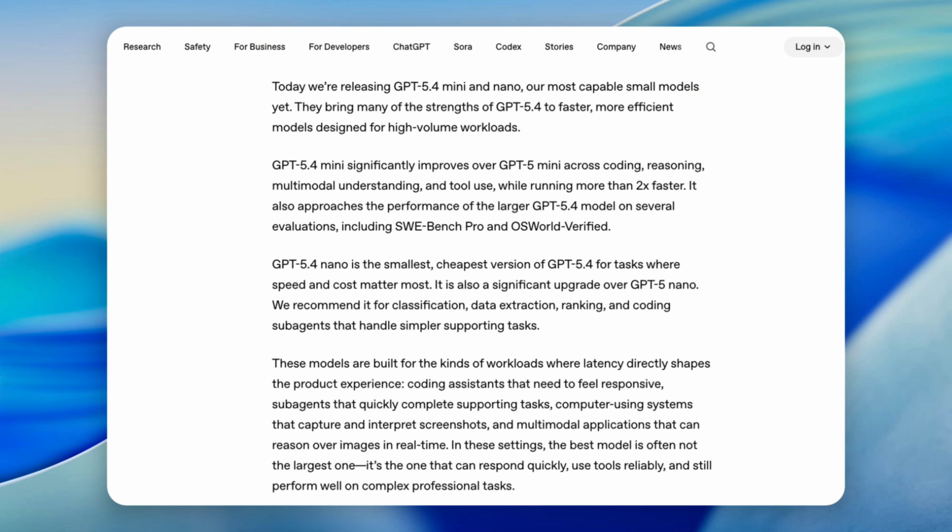These models are built for that kind of workload, where latency directly shapes the product experience. Coding assistants that need to feel responsive, sub-agents that quickly complete supporting tasks, computer-using systems that capture and interpret screenshots, and multimodal applications that can reason over images in real time. So it's not about being a stripped down version of the flagship model, it's about being purpose-built for a specific class of work.